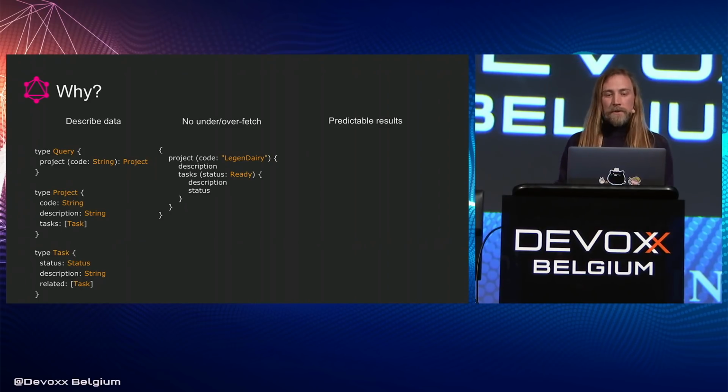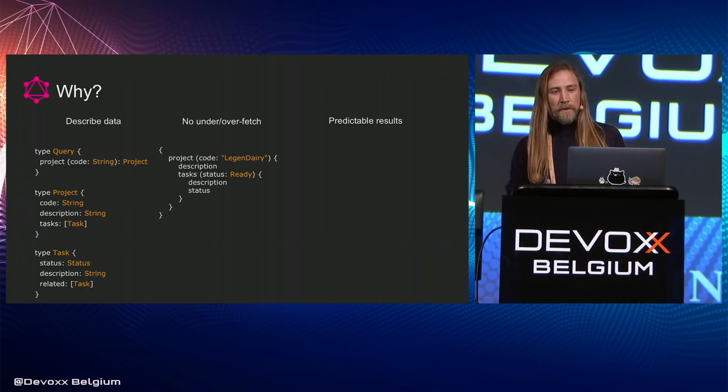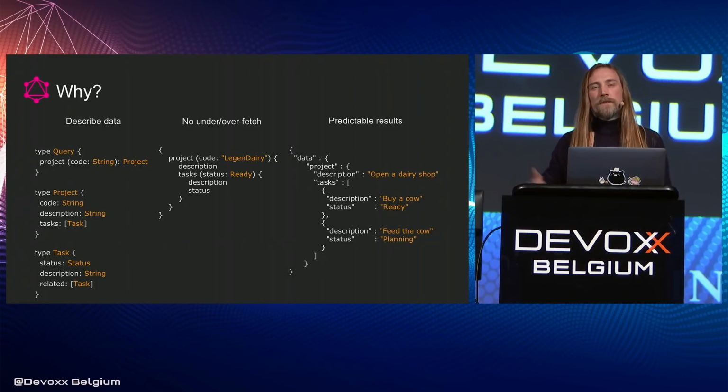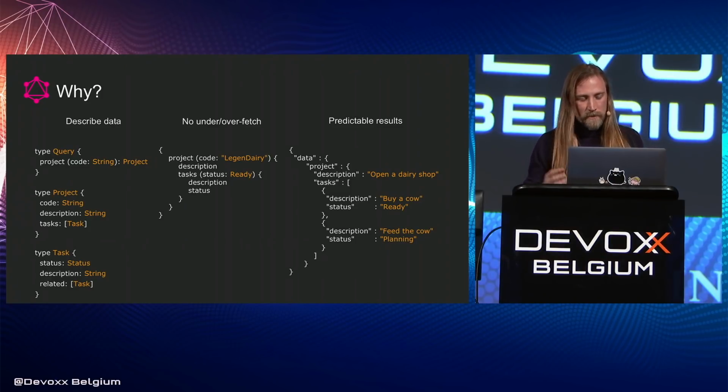And the third important promise is that the results will always be predictable in the sense that the shape of the result will always correspond exactly one-to-one to the shape of the query. So if you choose to look at a query as JSON with no values, then the response will be the same JSON, but with values. Because tasks was a list, there are multiple tasks in the result, but apart from that, the shape is exactly one-to-one. So here we get a project as we asked for, and then we get a description and tasks and so on.